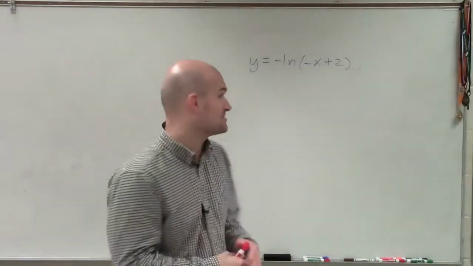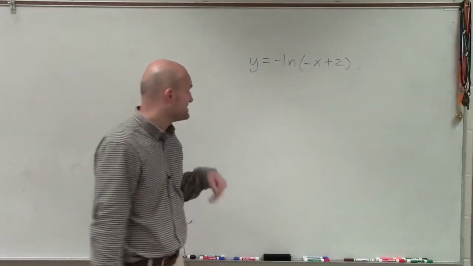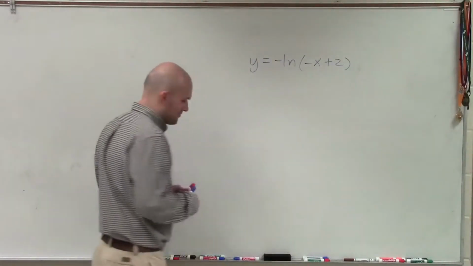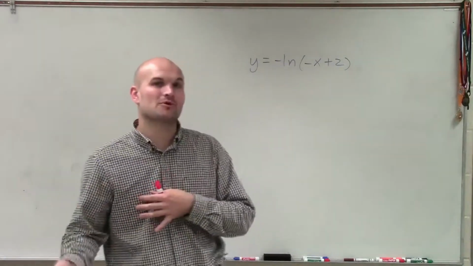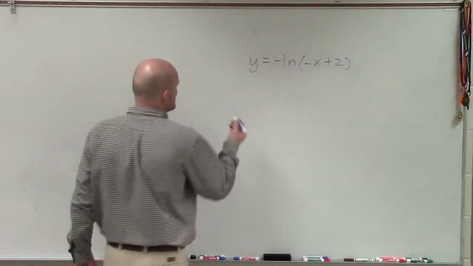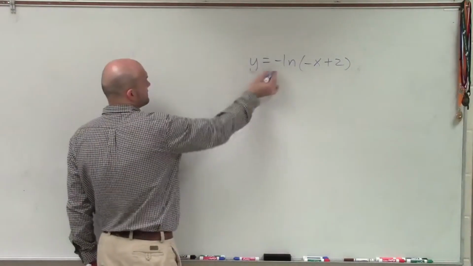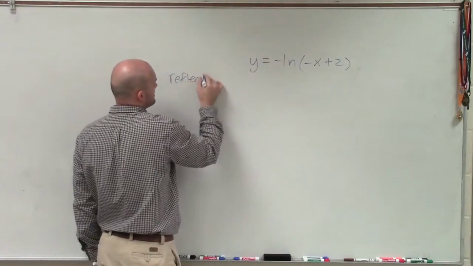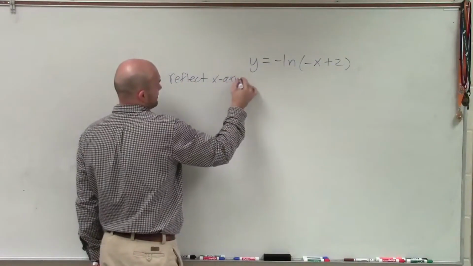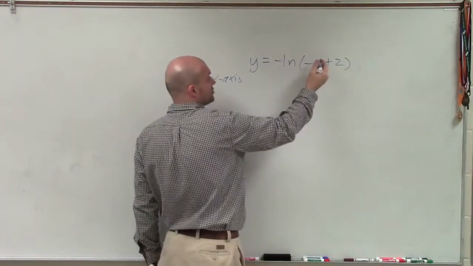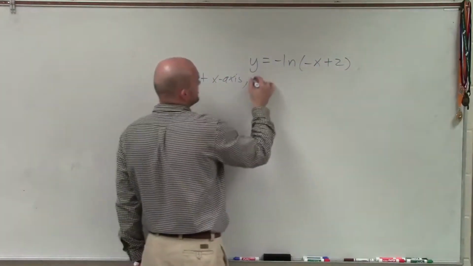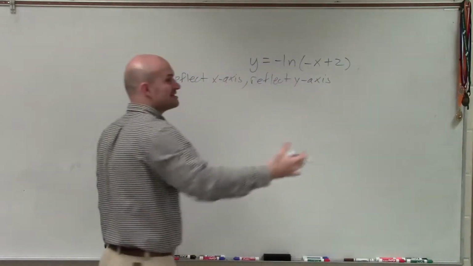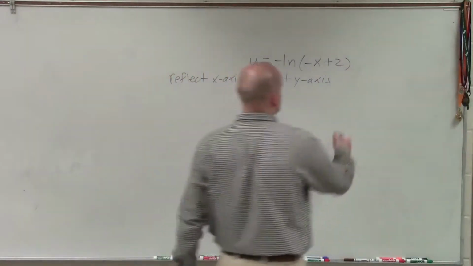Okay, ladies and gentlemen, what I'm going to do is show you how to graph y equals negative ln of negative x plus 2. I like to write down what our transformations are going to be, and then we'll graph the parent graph and then the transformations. In this case, I have a negative 1 being multiplied by my function, so that's going to tell me to reflect about the x-axis. I have a negative 1 being multiplied by my x inside the function, so that's going to tell me to reflect about the y-axis. And then I have a plus 2, which is going to tell me to shift 2 units left.